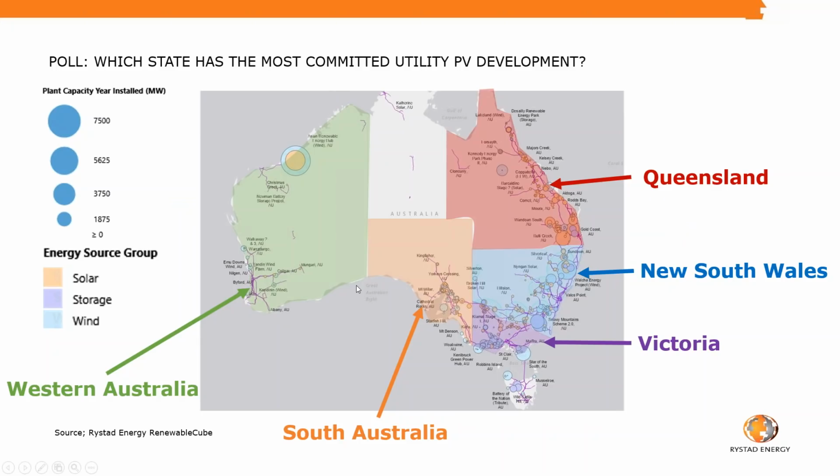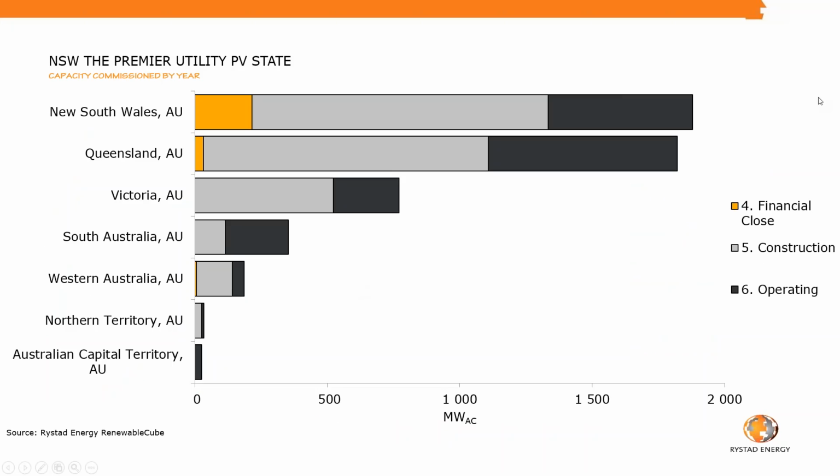So the answer might surprise folk, but actually New South Wales is the state with the biggest pipeline in terms of what's committed in terms of past financial close under construction and operating, and it just beats Queensland's. And there's a few reasons for this.